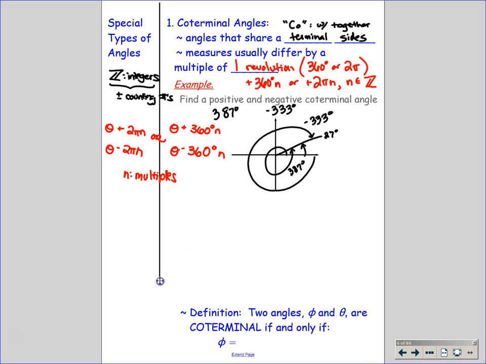Before that, let's get another example. I want you to do the exact same thing. Find a positive and a negative coterminal angle. But this time, what was I giving you in this one? I was giving you theta equals 27 degrees. How about in number 2, let me give you theta is equal to negative pi over 5? Find me a positive and a negative.